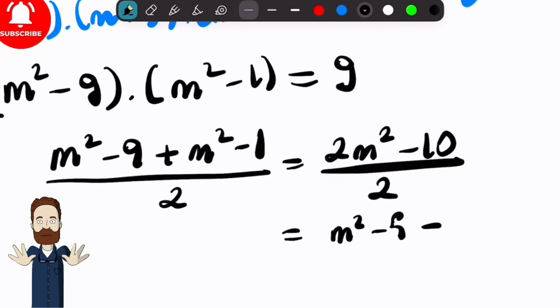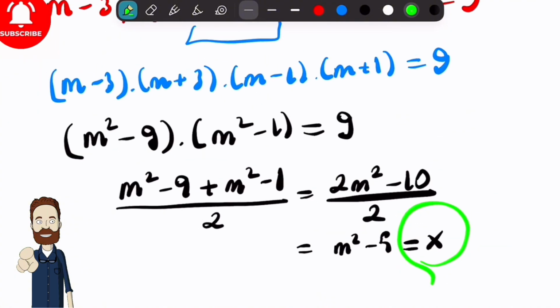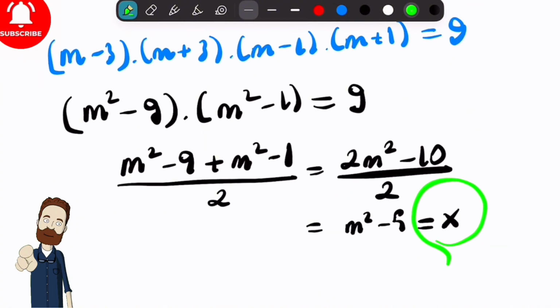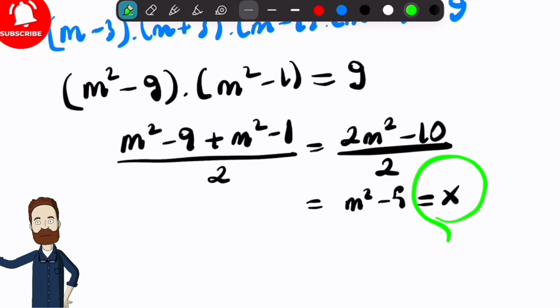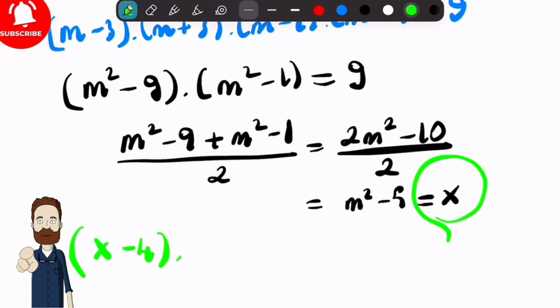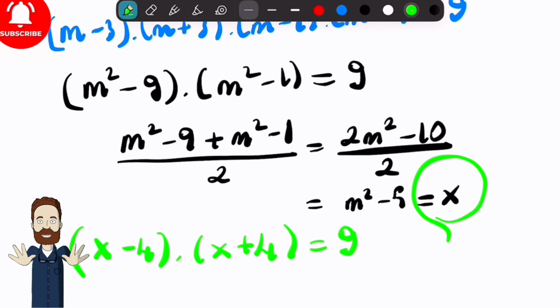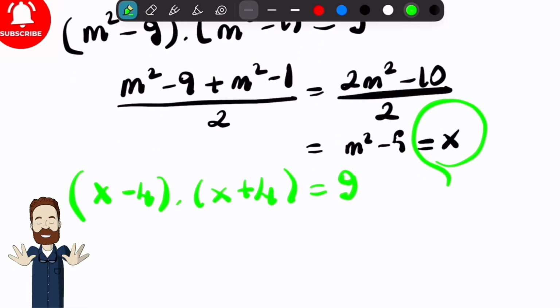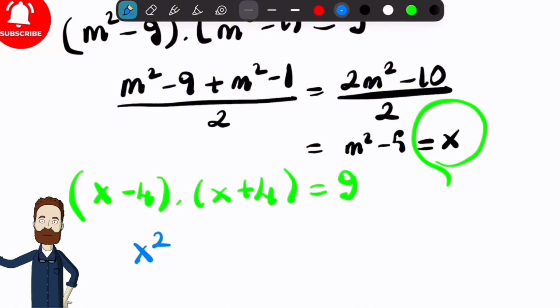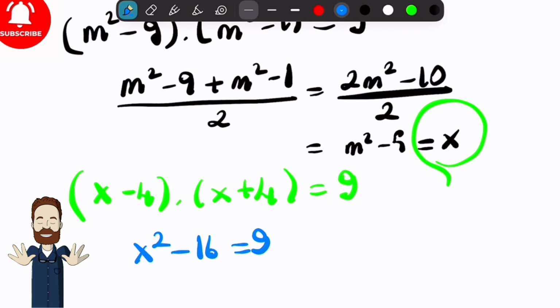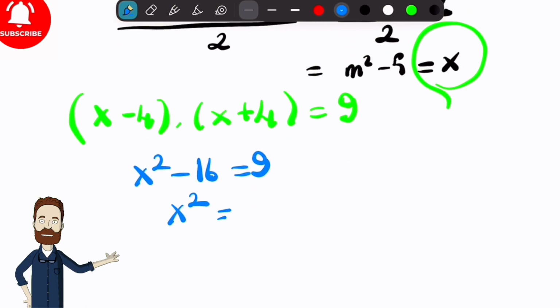Let's call that x. So let's continue by changing the question and applying the above method again. If I call it x, then m squared minus 9 becomes x minus 4, and the other becomes x plus 4, equal to 9. Now I can easily solve this question. Look again, an algebraic identity has arrived in this part. From here x squared minus 16 equals 9, so x squared is 25.